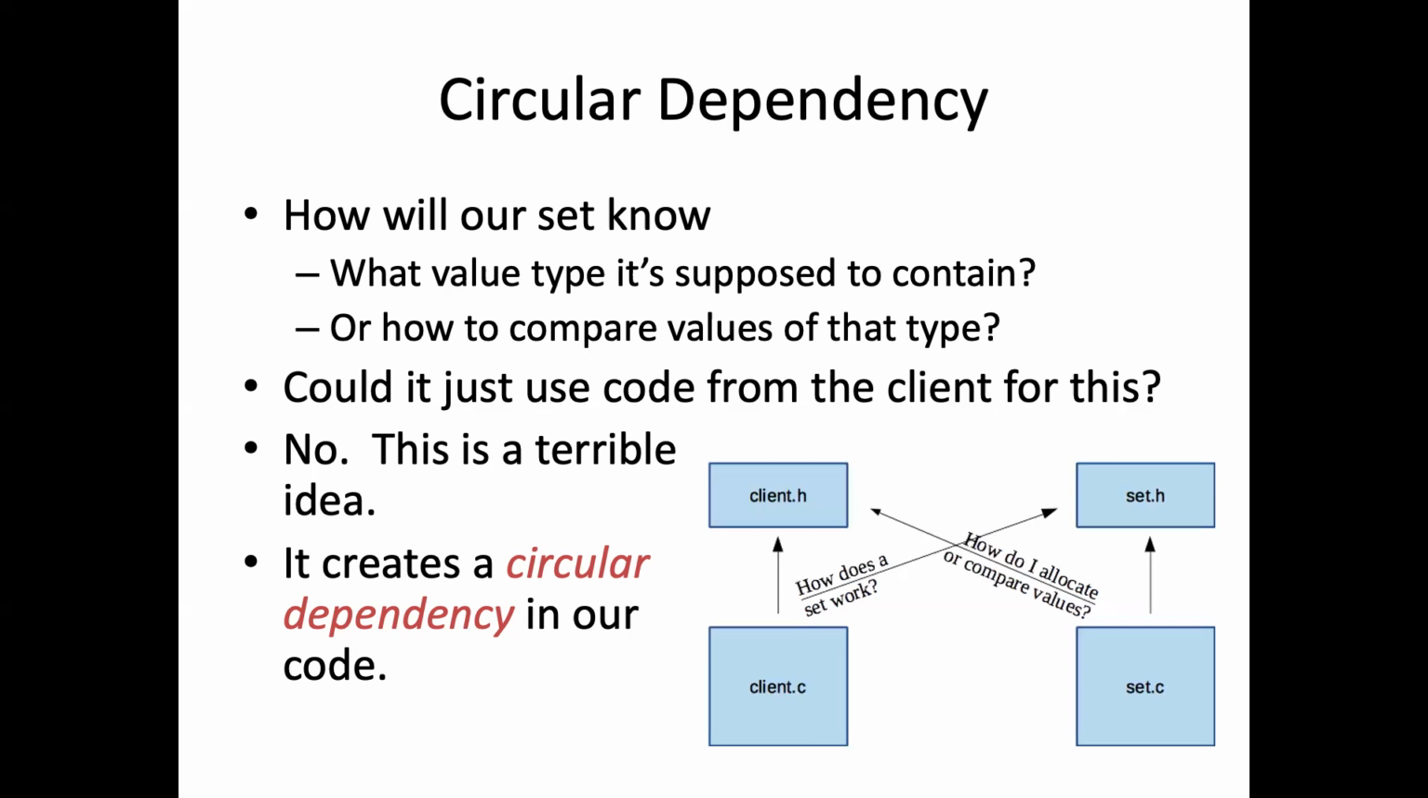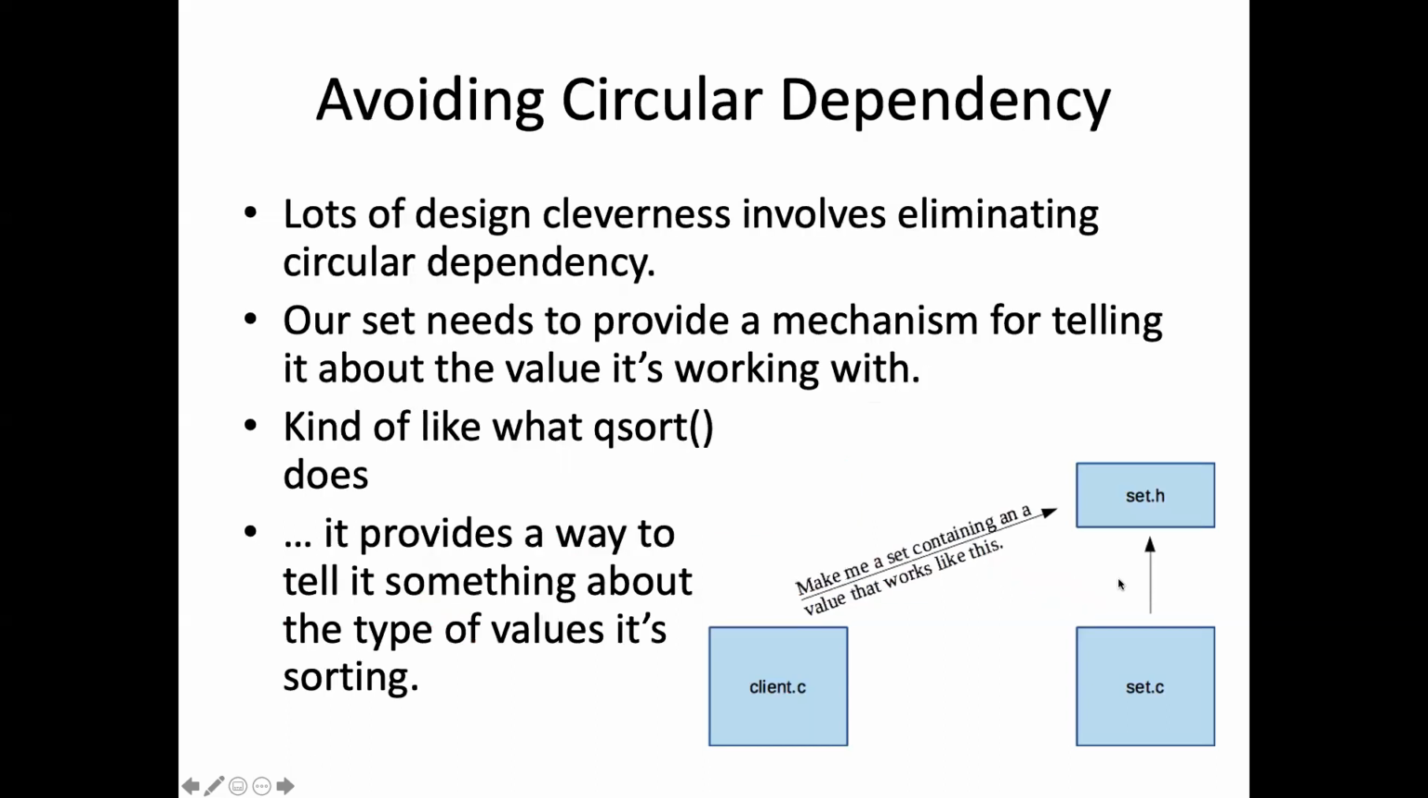You don't want to organize your code so that you've got component A that depends on component B, and component B also depends on component A. Code like that is harder to understand. It's harder to implement. It's definitely harder to test. So we'd like to pick a direction. Client can use set or the other way around, but not both. So we're going to fix this by going with the dependency we had before.